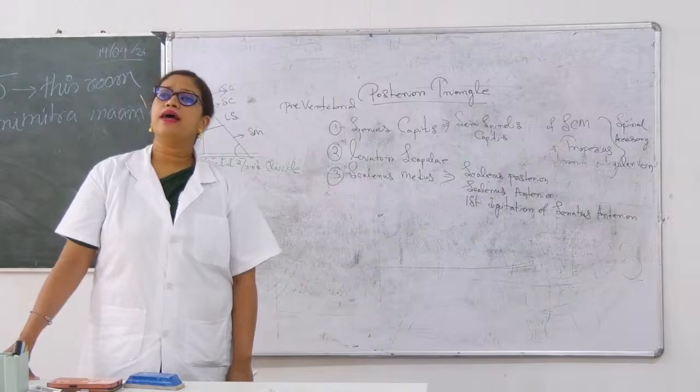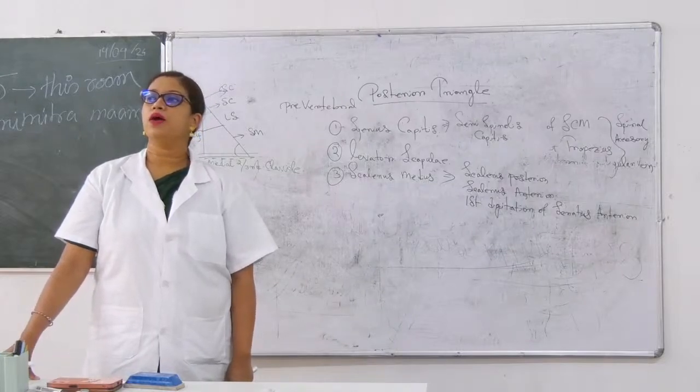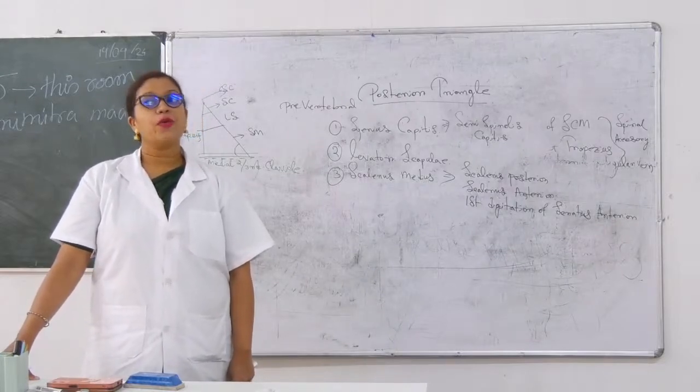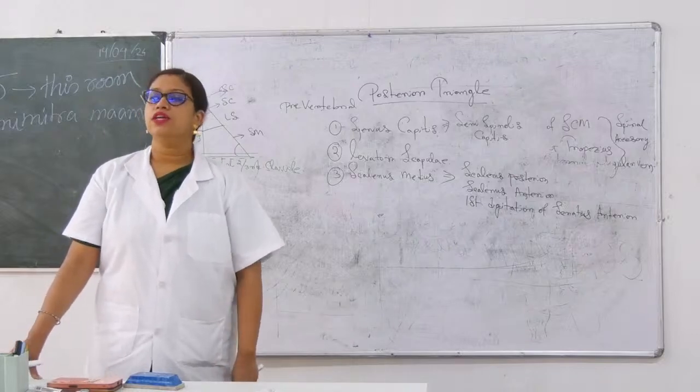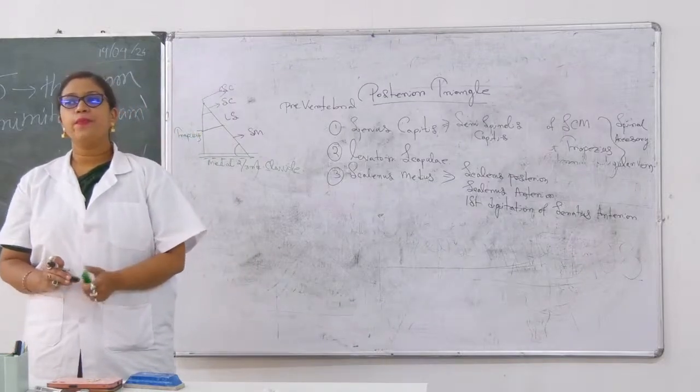So that has been done by which muscle? Superior belly of omohyoid. এখানে কি সেপারেট করবে? Inferior belly of omohyoid. Inferior belly of omohyoid is inserted where?